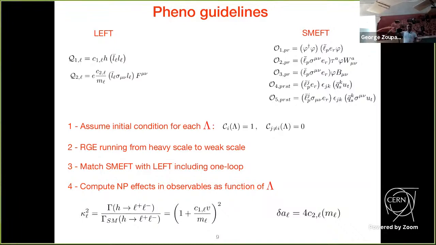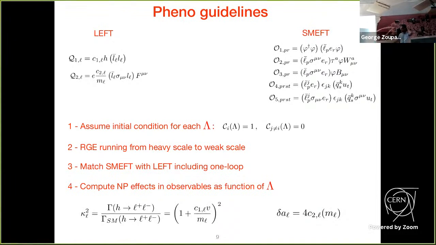So what we do, one can assume an initial condition. Of course, there is an infinite combination of initial conditions at the high scale. So to make it easy, we just pick 5 different conditions, where one operator coefficient is set to 1 at the high scale and all the others are set to 0. One can leave more complicated combinations to some model specific case. Then one can perform the numerical running from the heavy scale to the weak scale, match it to the low energy, including a loop. And then one can compute the effect on the two observables, taking into account the fact that there is correlation between the two. One operator could generate the other.